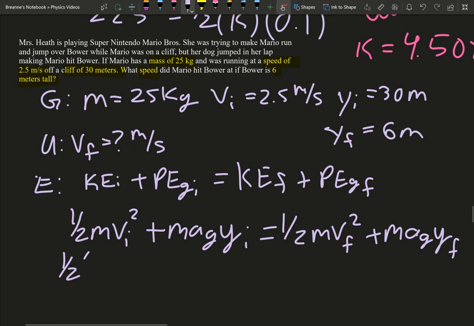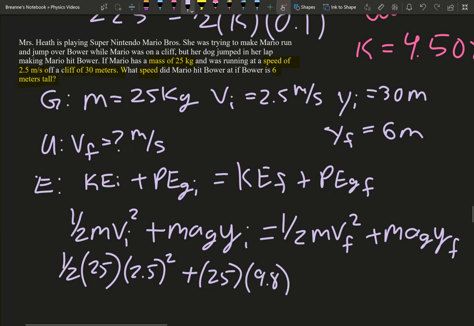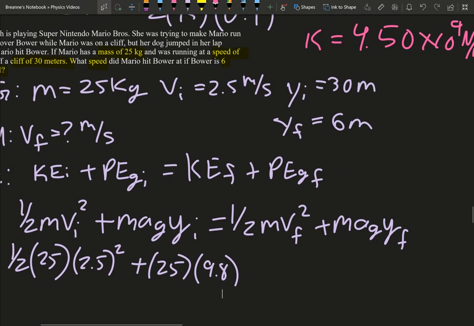So we have 1/2. We know our mass is 25, and Mario's initial speed was 2.5. Don't forget to square it. We know his mass was 25. Acceleration due to gravity is 9.8. We always assume that things are on Earth, even though I know Mario's on his own little world, but 9.8. And the height that he was at was 30. That equals the 1/2, his 25 mass, and that's what we're looking for, our final velocity.